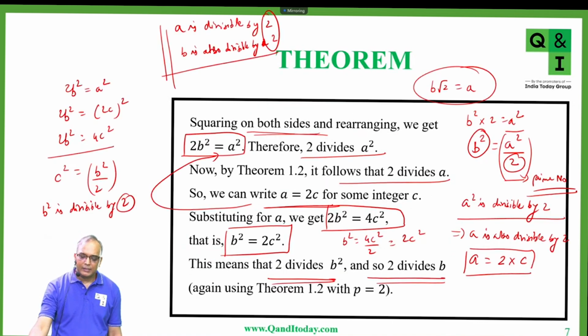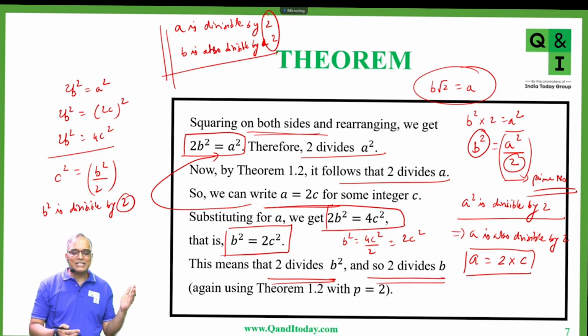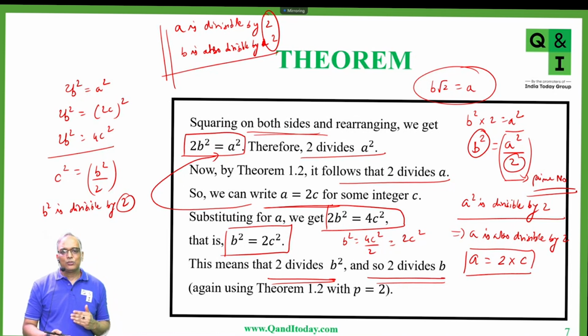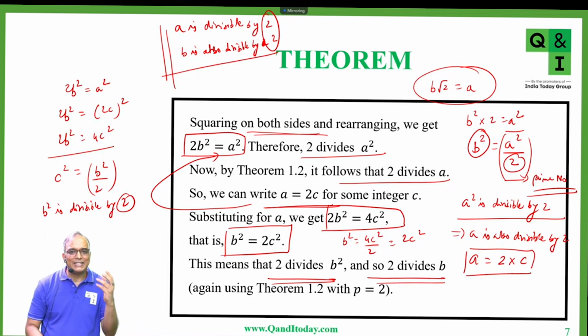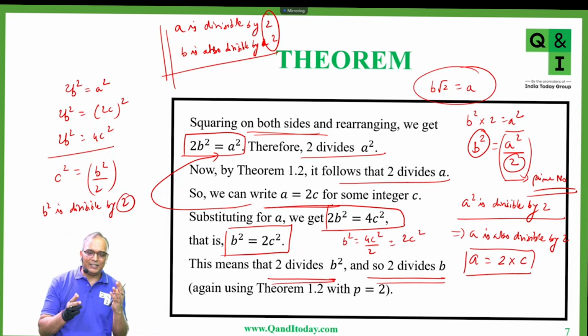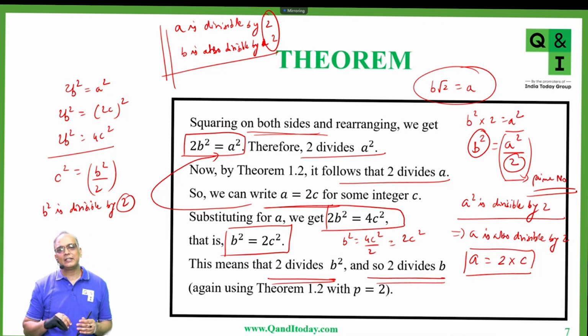Okay. So now once you have got b root 2 is equal to a, we square on both the sides. Squaring b root 2 will give you b square into 2. Squaring a will give you a square. So we will have 2b square is equal to a square. So that means b square is equal to a square by 2. Now since b is an integer, b square will also be an integer. So you cannot equate the LHS and RHS unless both are the same. So if b square is an integer, a square by 2 is also an integer on the right side.